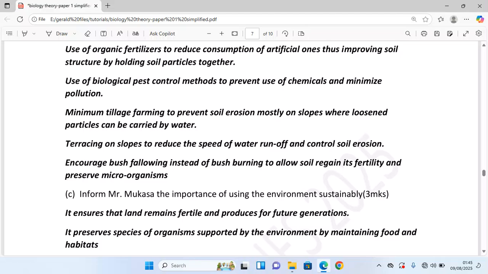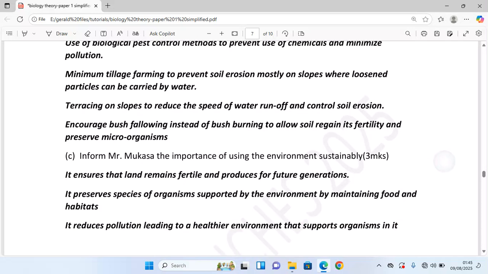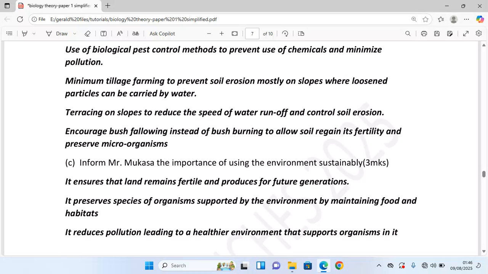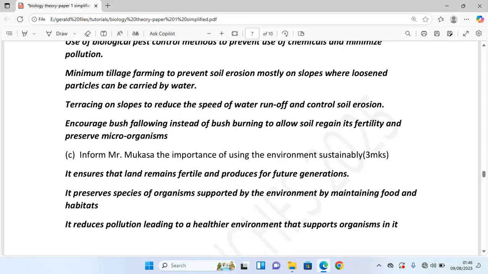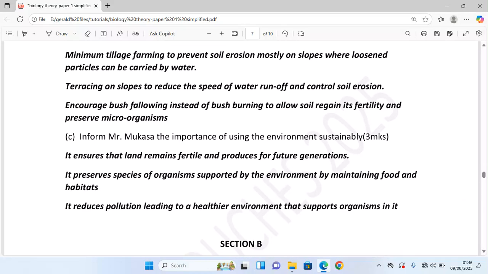You know, those organic fertilizers have that sticky nature of the humus component in them, and that one helps to hold soil particles together. Use of biological pest control methods to prevent use of chemicals and minimize pollution. You see, the points don't leave hanging, you give the other side.